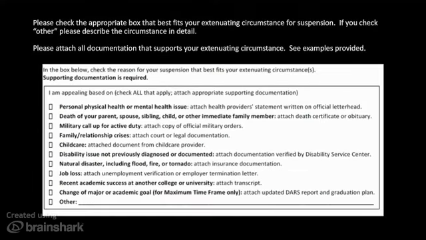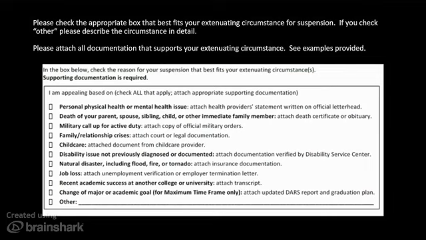The next section of the appeal is required in regards to support of your extenuating circumstance. In this box, please check the reason for your suspension that best fits your circumstance. Please note that supporting documentation is required. If you are appealing based on a personal physical health or mental health issue, please attach your health provider statement written on official letterhead. If your appeal is in regard of death of a parent, spouse, sibling, child, or other immediate family member, please attach death certificate or obituary.